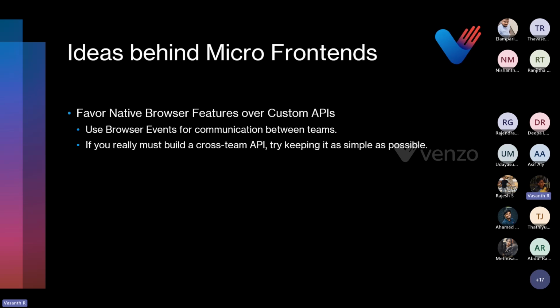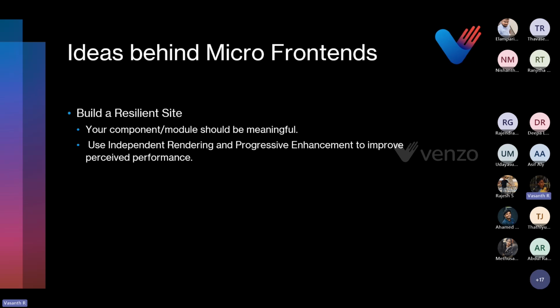One more thing is we need to use, as far as possible, the native browser APIs, meaning browser events like click action or those basic actions, we need to be concentrating on rather than writing custom APIs for communication between two front-end applications. This we need to consider for building a very resilient website.